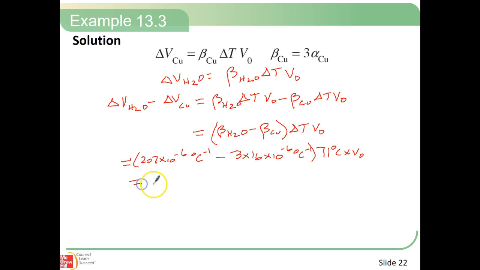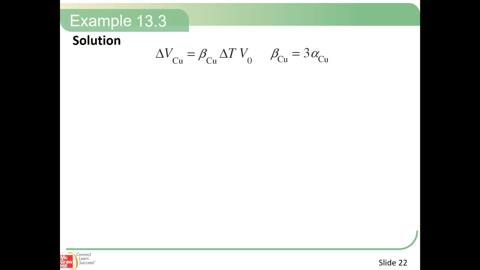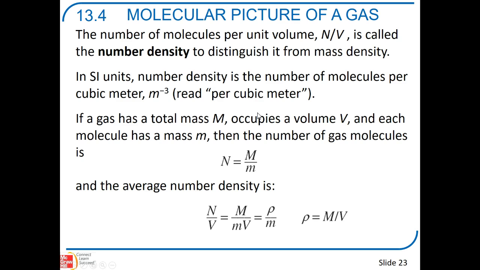So we find out that it's about 0.011 times the original volume, and that would be 1.1% of the water will spill out. And that is your answer. So that was example 13.3. Let's go ahead and take a look at the next section.